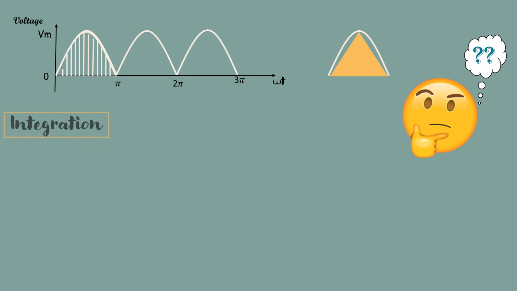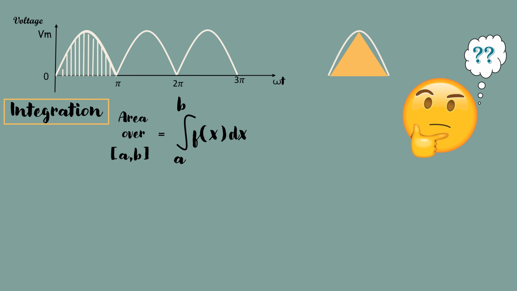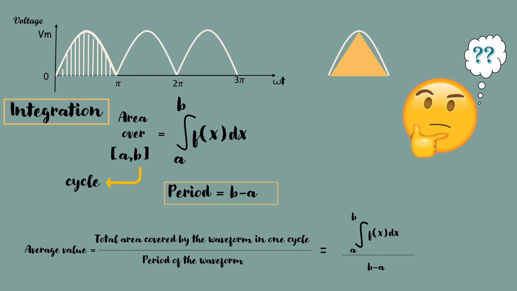In mathematics, we have an amazing concept called integration. We can find the area under any curve through integration. The formula for the area over the interval a to b is the integral from a to b of f of x dx. Here, the interval a to b is the cycle of the waveform. Therefore, we can find the period using the formula b minus a. If we substitute this in our average formula, we'll get a simplified formula for the average value. Therefore, the average value of any waveform can be calculated if we know the function of that waveform.